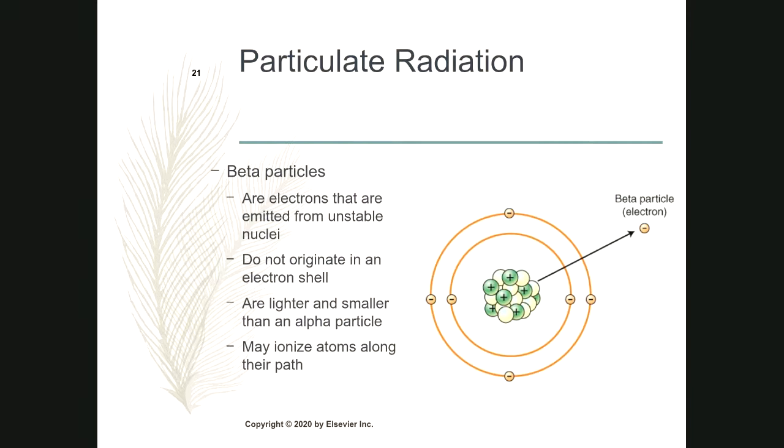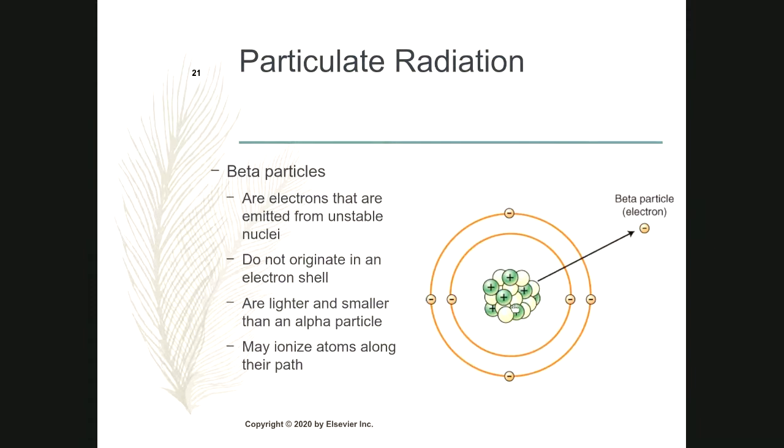A beta particle is simply an electron that comes from an unstable nucleus. So this electron is emitted from the nucleus of an unstable atom. So it spits out this, really it's an electron, but because it's coming from the nucleus, it's not like these electrons. It's typically called a beta particle. So it's not an orbital electron. It's actually coming from the nucleus, and that's a beta particle.